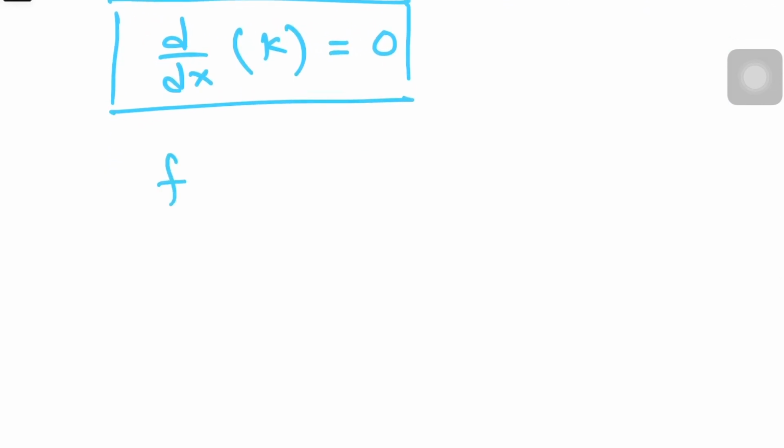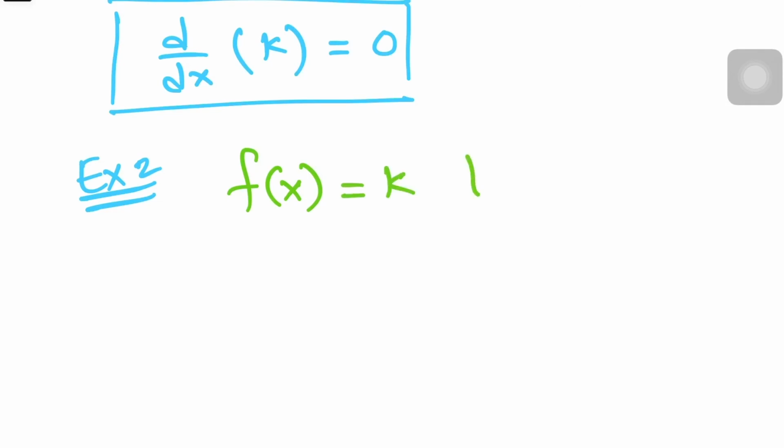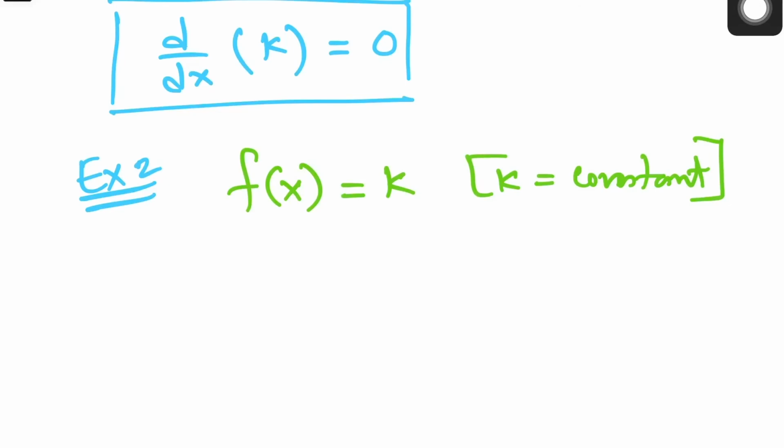So let's talk about a different example, example number 2. Let's say they're giving us a new function f of x equal to k, where k represents a constant. The whole idea is, I want to prove to you that if you take the derivative of a constant, the answer is always going to be 0, using the limit definition of the derivative.